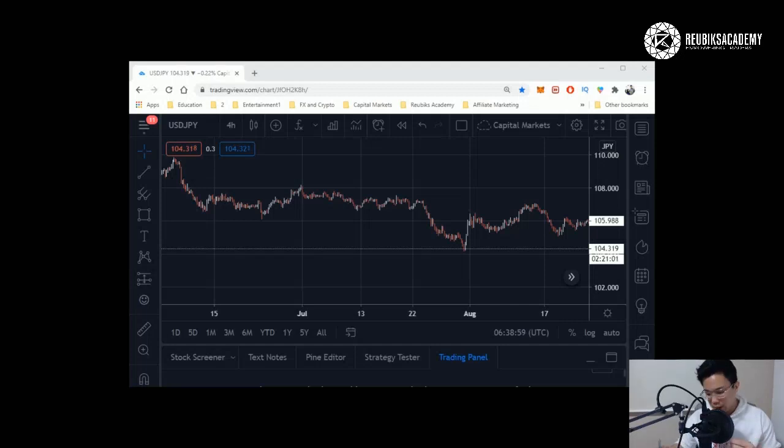Hi everyone, welcome back. Today we're talking about an indicator that is not really an indicator. You could call it an indicator of some sort, but it is not an index. It is a pattern. It is a chart pattern. Today we're going to learn about this thing called Fibonacci extension.